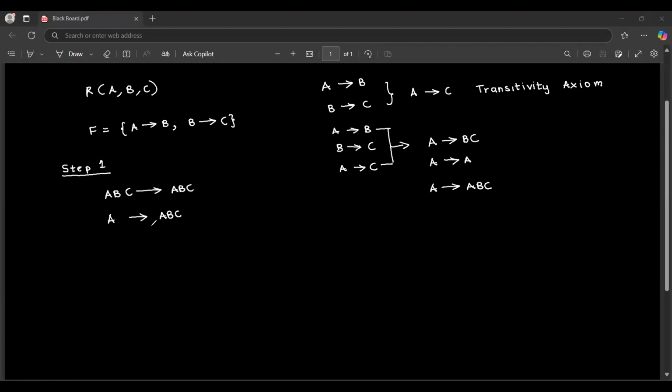Now we have found a super key. Why is it a super key? Because it functionally determines all the other attributes, the set of attributes in the relation. So we can say this is a super key.